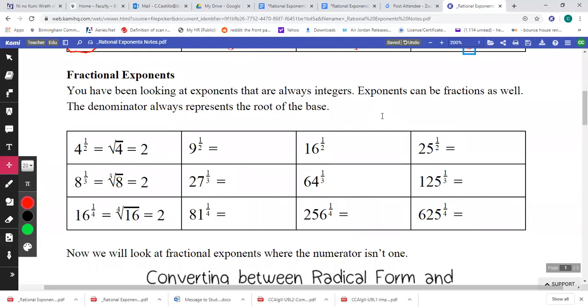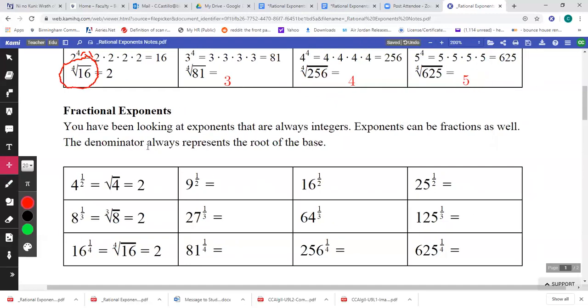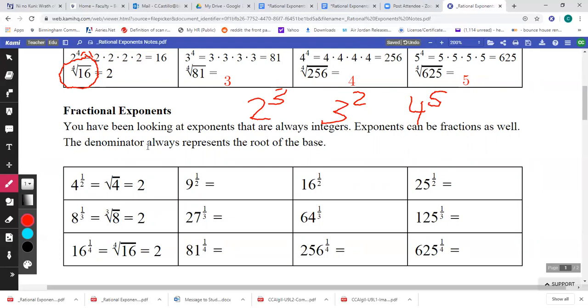Now, we're going to go on and take this idea and move it a little further. What we have dealt with is mostly stuff like 2 to the third, 3 squared, 4 to the fifth, things like that, where our exponent was always an integer, okay? And in the last lesson, we also talked about what a negative exponent means. Remember that 5 to the negative 2 is 1 over 25, because it's 1 over 5 squared. Well, now we're going to talk about a new type of exponent, and that's when you have a fraction.